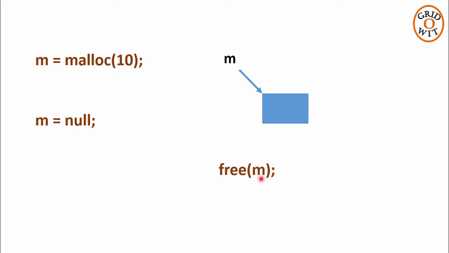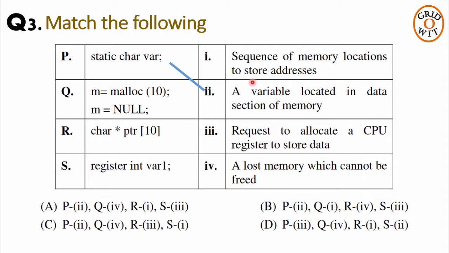But the problem comes if we execute the next statement, that is m = NULL. Then there is no way to know the address of this memory because we have overwritten the value of m with the null. We have made it null. Hence we cannot free this memory. So the correct option which matched to it is a lost memory that cannot be freed.